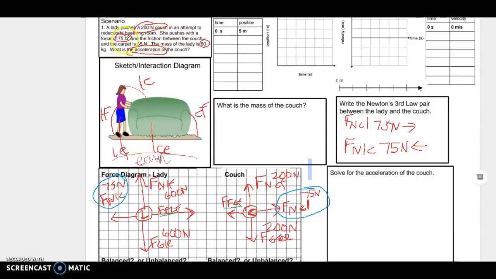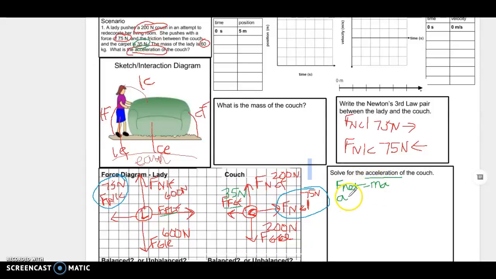Okay, she pushes with a force of 75 newtons, and the friction between the couch and the carpet is 35 newtons. So there it is. So this is the couch, and the carpet is gonna be 35 newtons. So we can clearly see we were right. This is gonna have to be smaller because the 75 has to win because it's gonna be accelerating to the right.